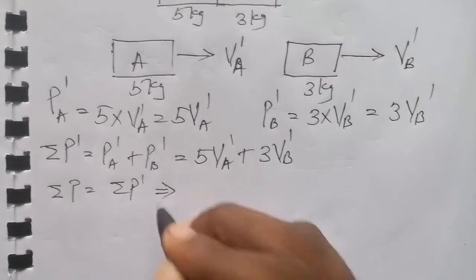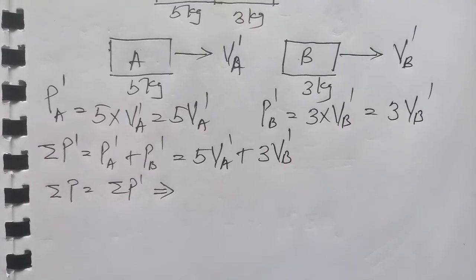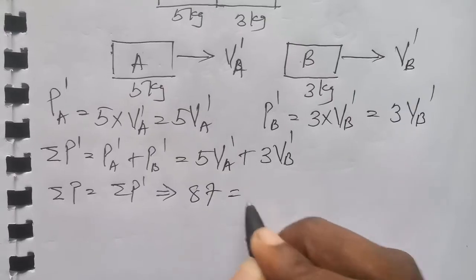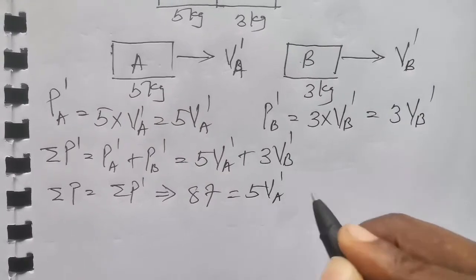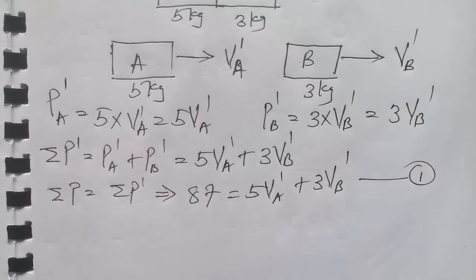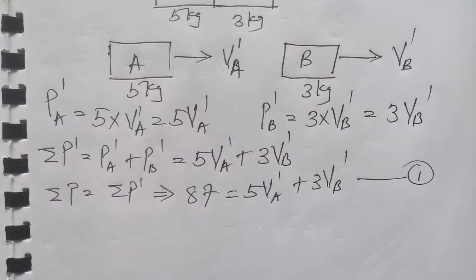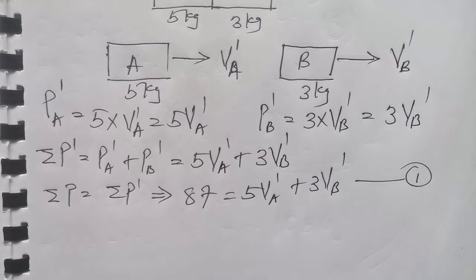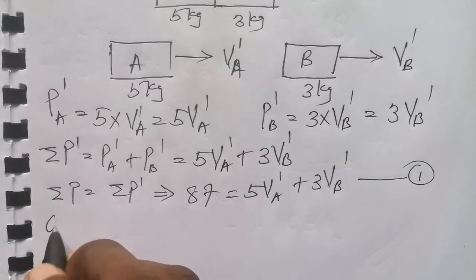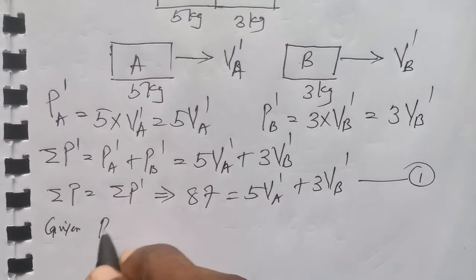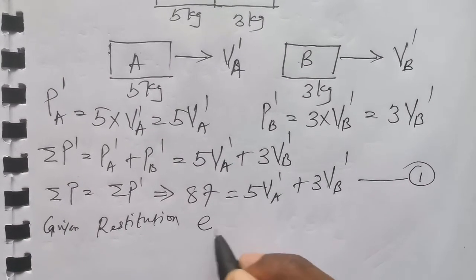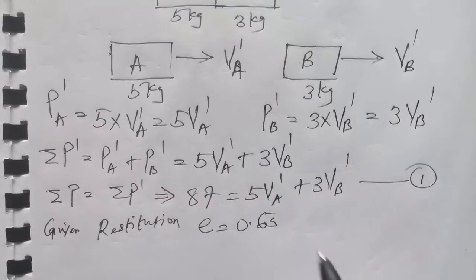So this simply implies summation of momentum before collision, we obtain 87. So this simply implies that 87 is equal to 5 VA prime plus 3 VB prime. Call this equation 1. Now we are given the value of restitution. So given restitution, the value of restitution E was given to us as 0.65.